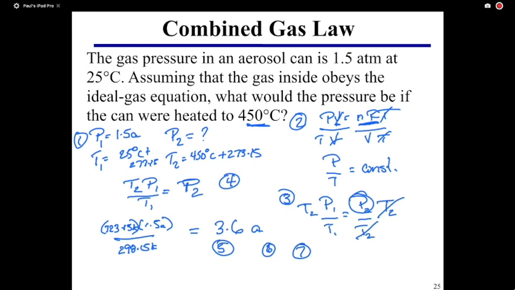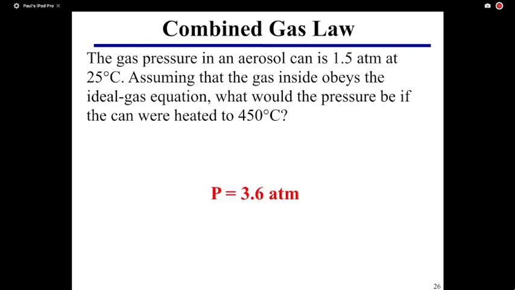And you can actually see in this, the units cancel out. It comes out to atmospheres, so the units will help you identify. 6, I put it in the calculator correctly, or someone did in the class. And 7, sig figs. Okay? And there's your answer.